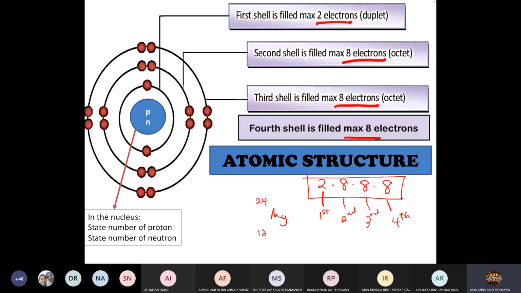So, if teacher gives magnesium 24 and 12 again, can we work out the electron arrangement for magnesium? So, how many electrons on the first shell for magnesium? 2. Second shell? 8. Do we need a third shell for magnesium? Yes. How many are left in the third shell? 2. Very good.